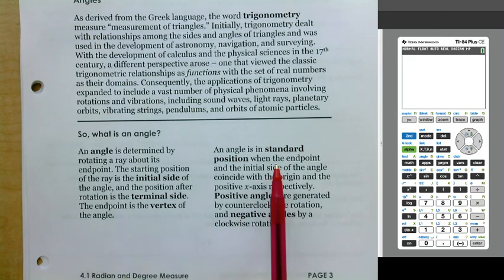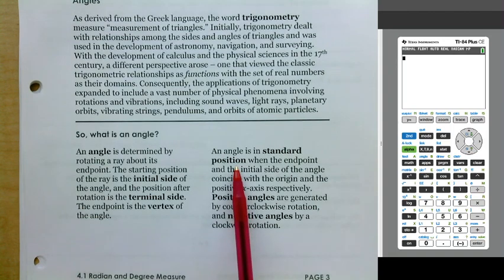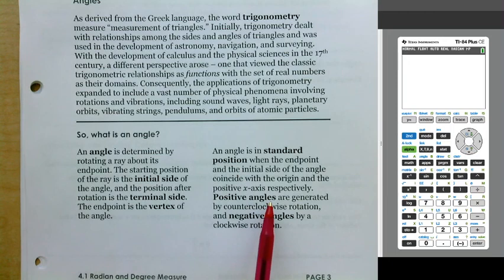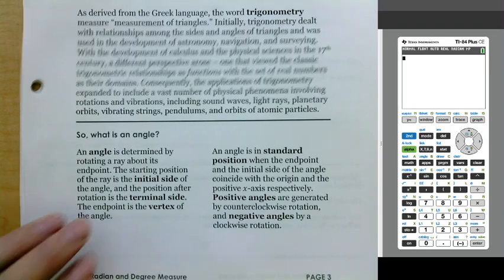And also, an angle in standard position, that's what we're going to be using a lot in the next few sections, is when the initial side of the angle coincides with the origin of the xy plane and the positive x-axis. So positive angles are generated when we rotate in a counterclockwise rotation, and negative angles are created when we rotate in a clockwise direction.